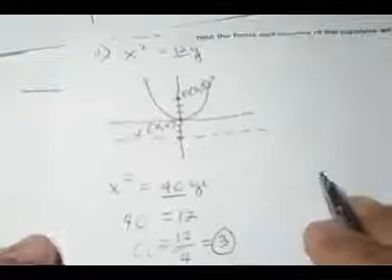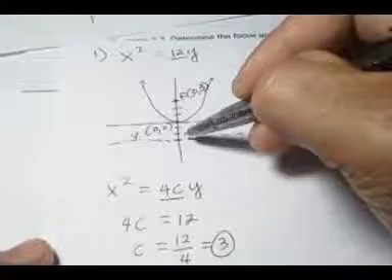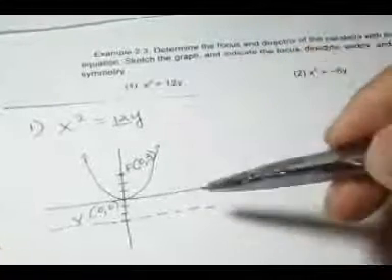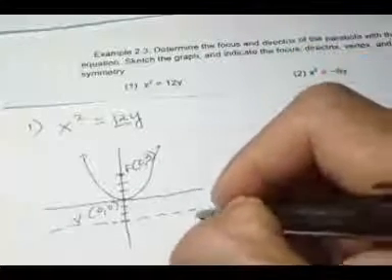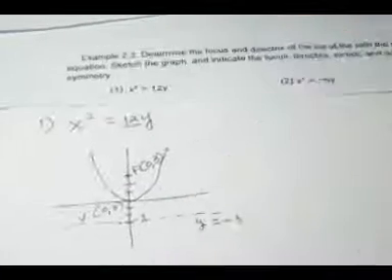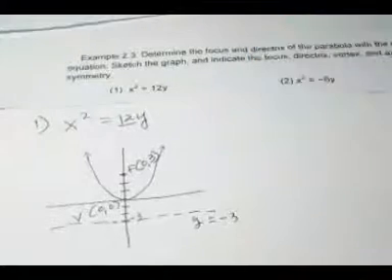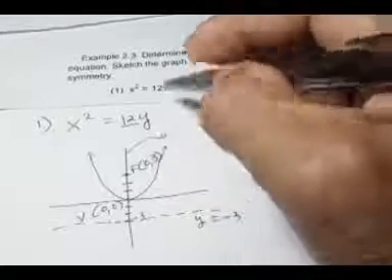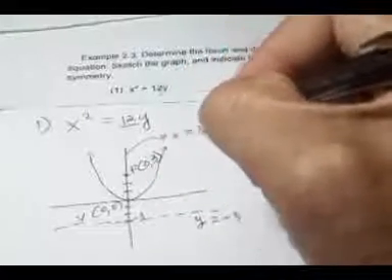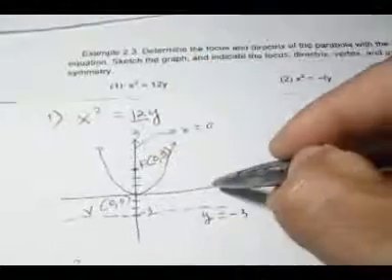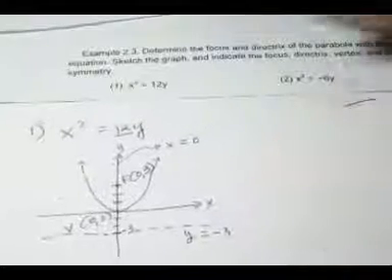The line with a distance 3 units from the vertex. So sketch the graph. This is now our graph. The focus is here. The directrix is this line with equation y equals -3. The vertex is at the origin. The axis of symmetry is this line, x equals 0. The y-axis is our axis of symmetry. Okay, what else?